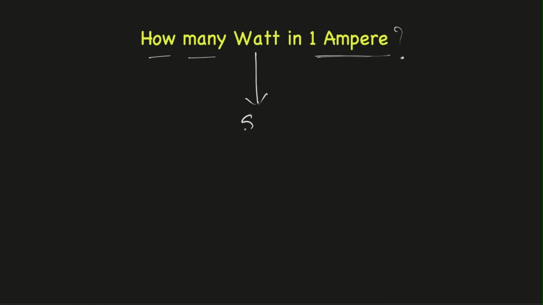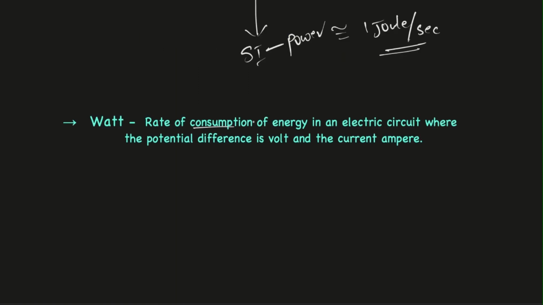Watt is the SI unit of power, and this power is also equivalent to 1 joule per second. And if you search what is watt on the internet, you might get a common definition such as: watt is the rate of consumption of energy in an electrical circuit where the potential difference is volt and the current is ampere. Let us try to decode this definition.